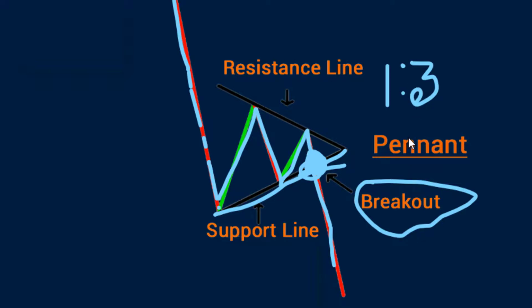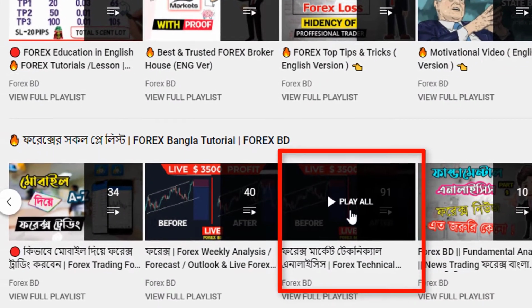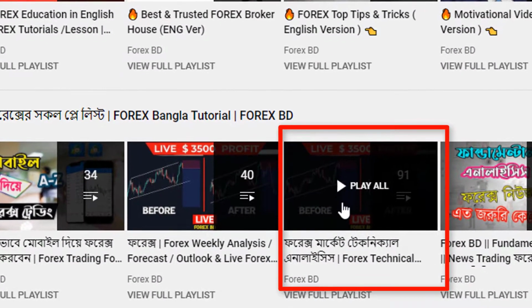So this is today's video, and we have already shared many strategies. Which one is better from your point of view? In the breakout pattern, we have talked about the flag pattern, the triangle pattern, and many more. Which one is best from your point of view? Let us know in the comment box.